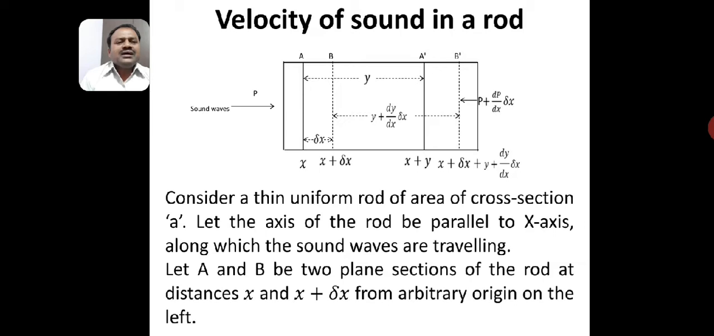Suppose y is the displacement of the layer A, then dy by dx represents the rate of change of displacement with distance. Therefore, the displacement of the section B is y plus dy by dx into delta x, where dy by dx is the rate of change of displacement with distance, and delta x is the distance between layer A and layer B. So the new positions of A and B during the propagation of sound waves are A dash and B dash. The position of A dash is x plus y. Similarly, the position of B dash is x plus delta x plus y plus dy by dx into delta x.